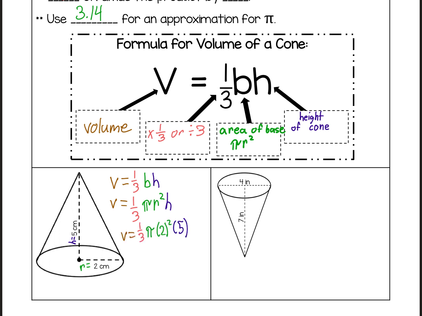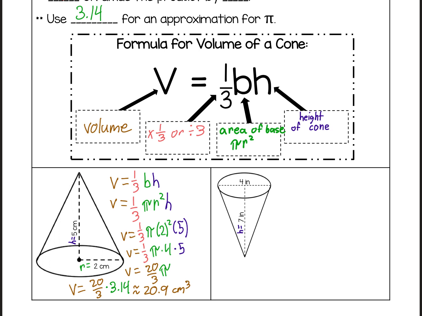This means our formula is V equals 1/3 times pi times 2 squared times 5. Since 2 squared is 4 and 4 times 5 is 20, we have V equals 20 over 3 pi. Now, we know that pi is 3.14, so when we plug this in, we get V is about 20.9 centimeters cubed. Next, let's look at the cone on the right.